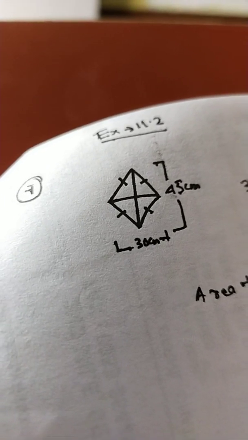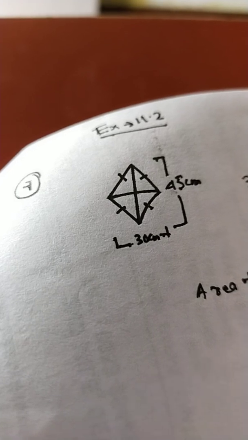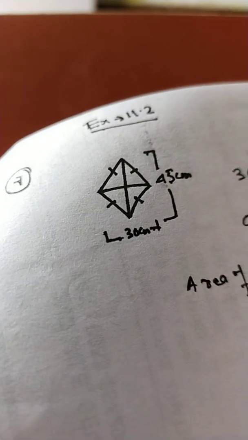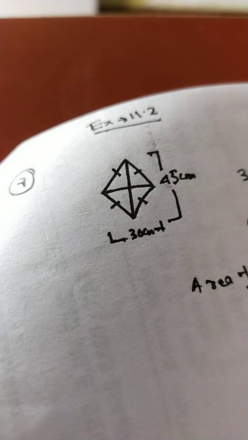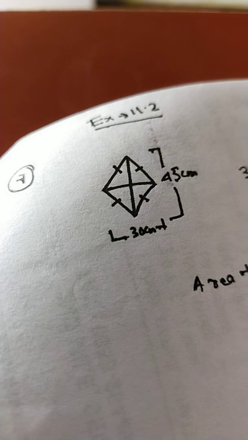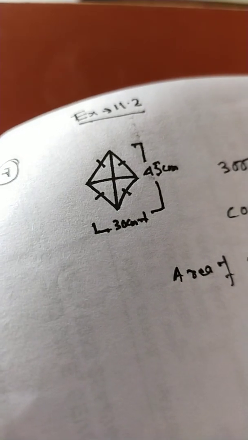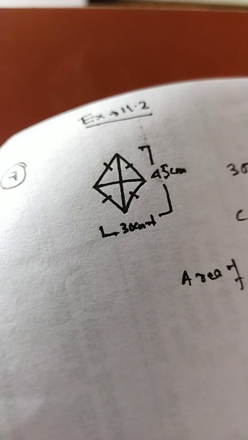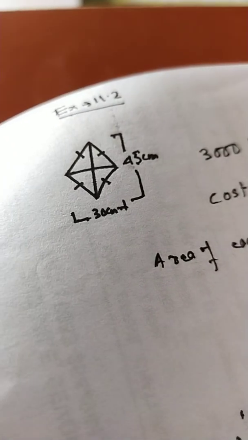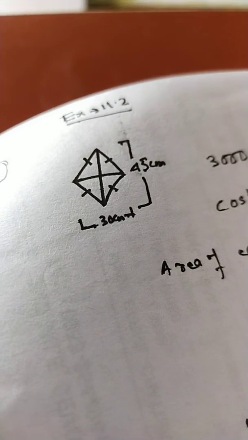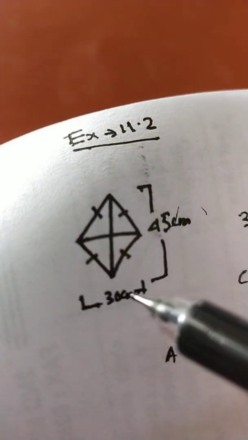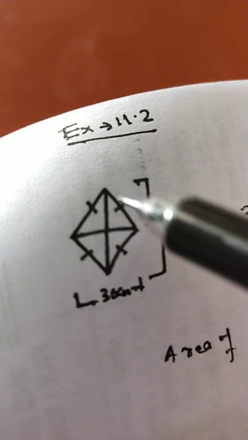The floor of a building consists of 3000 tiles, which are rhombus shaped, and each of its diagonals are 45 centimeter and 30 centimeter in length. And finally they have asked, find the total cost of polishing the floor if the cost per meter square is rupees 4. Now let us imagine that this is a tile, which is in the shape of a rhombus.